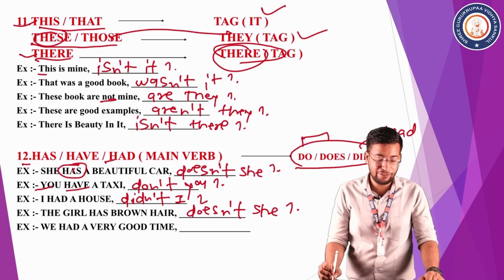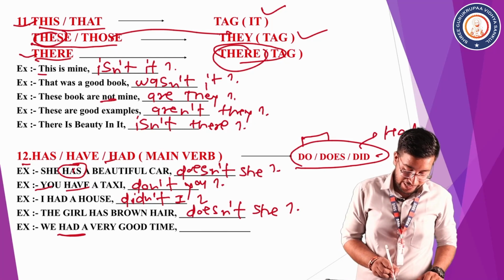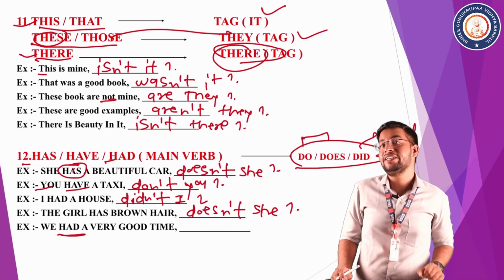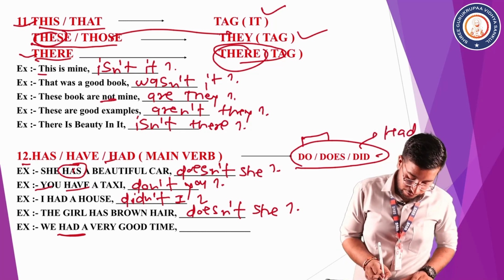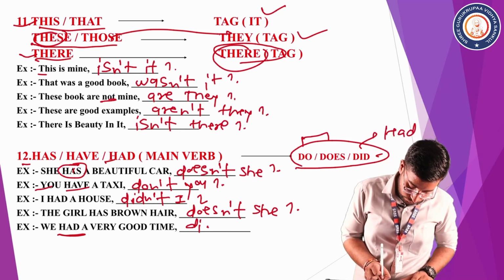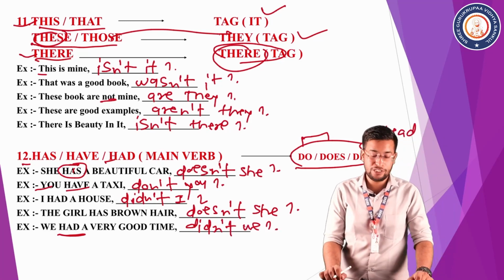Our next example, we had a very good time. In this example, had is working as a main verb, so we will use did as a helping verb. So it will be did, and it will become negative, didn't we. I think this concept is clear to you.